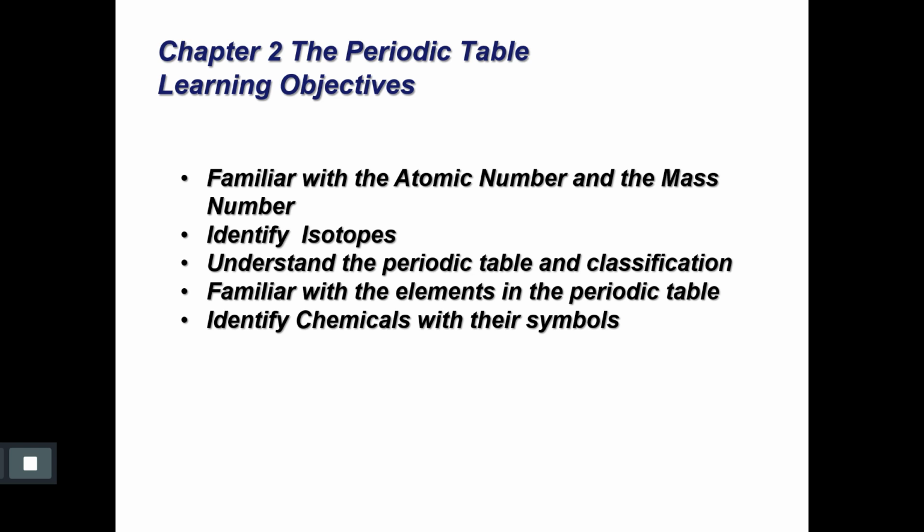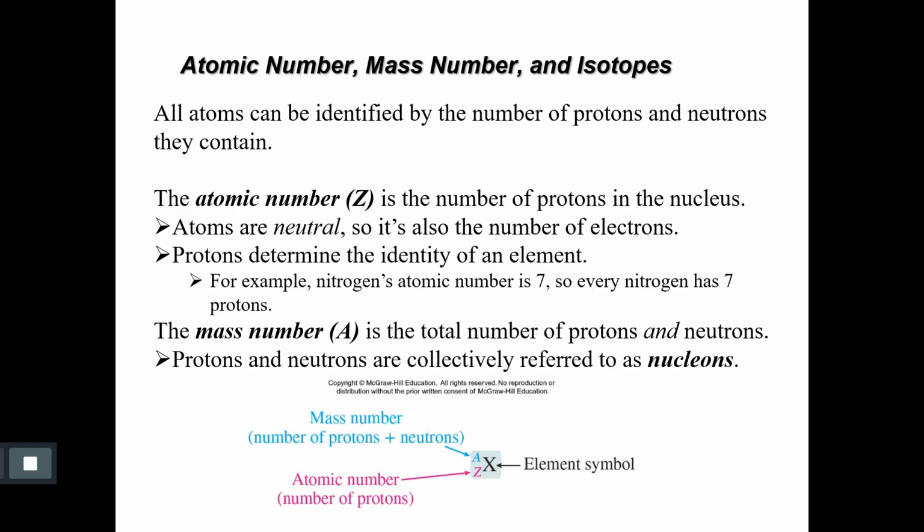The chemical symbol is the universal way you recognize that element. So that is very important. You identify these elements by their symbols. So let's move on to our very first section, which is the atomic number.